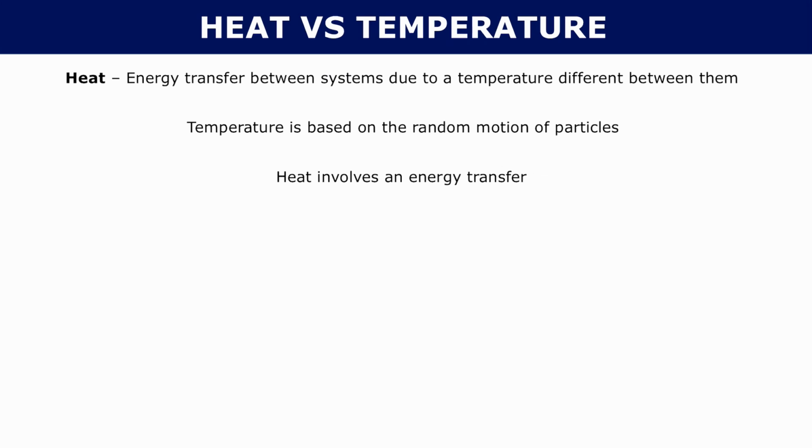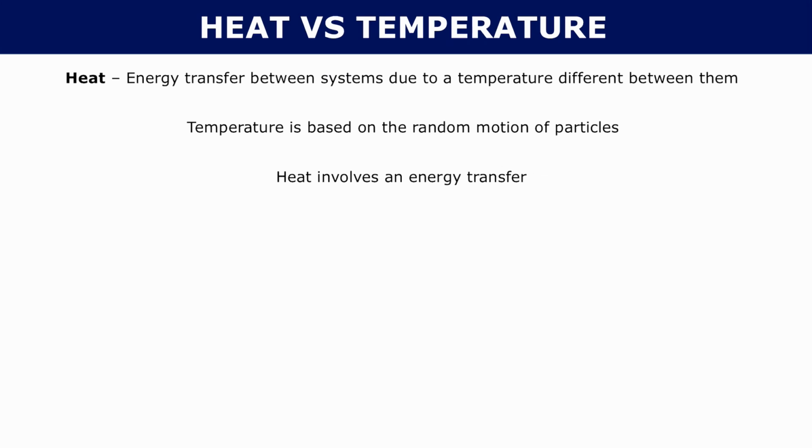If you look at temperature, temperature is based on the random motion of particles. If particles are moving really, really fast, we say that the temperature is really high. If they're moving really, really slow, then we say that the temperature is really cold. Heat, on the other hand, involves a transfer in energy. And in order for an energy transfer to occur, there must be a temperature difference between two systems. So one system must be hotter than another system in order for heat to be transferred between them.